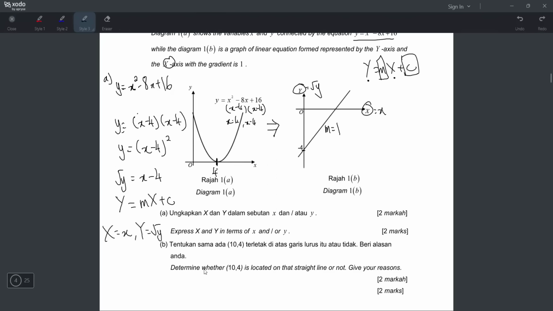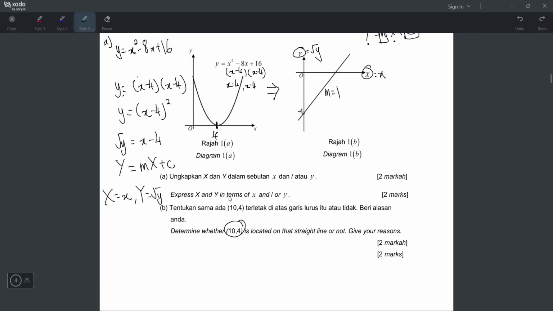Okay, now let's do B. Determine whether 10, 4 is located on this straight line or not. Give your reason. So we want to know point 10, 4 whether it's on the line or not on the line. So how do we know whether it's on the line or not? Very simple. Just take this equation, just take this point, sub into the equation, and if the left hand side and the right hand side you get same number, that means it's on the line. If it's not same number, means not on the line.